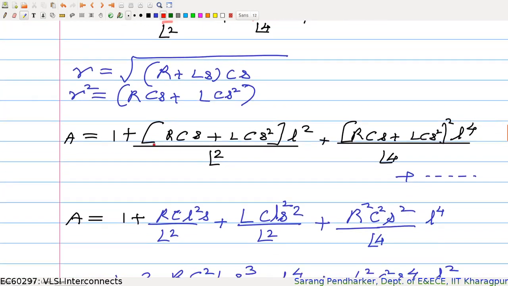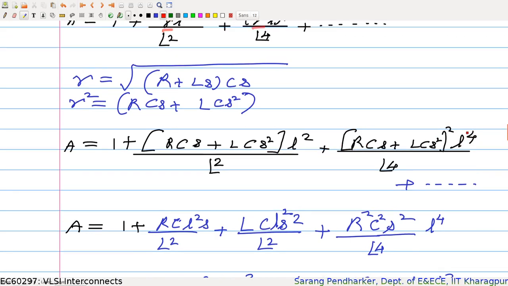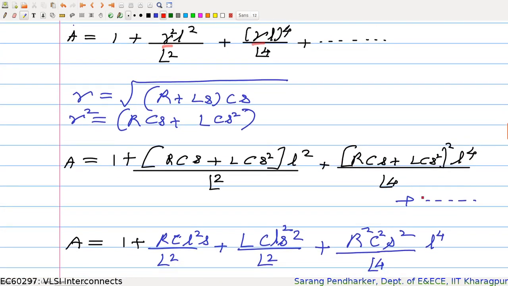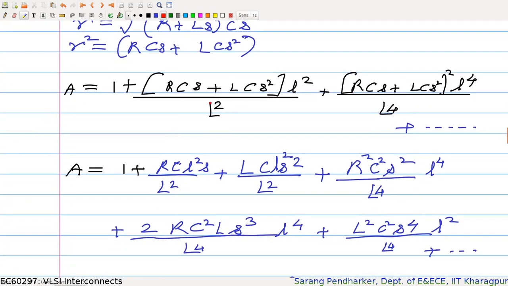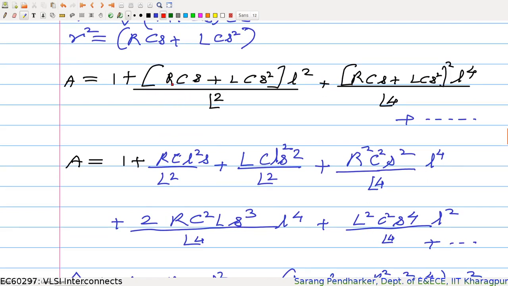So now if you substitute it, you get very simply 1 plus this term into L square by factorial 2 plus this term into this term whole square into L to the power 4 by factorial 4 and so on. Since we are interested only till the powers of s square, we may ignore the other higher order terms. Now if I expand this, the first thing is straightforward. This is in power of s: RC L square by 2 by factorial 2. Factorial 2 is 2. So you can now see that the RC L square term should be familiar to you.